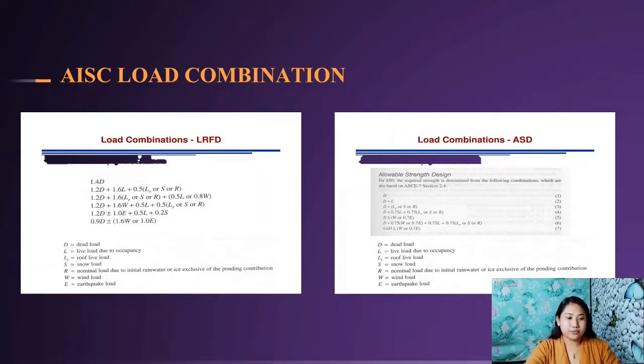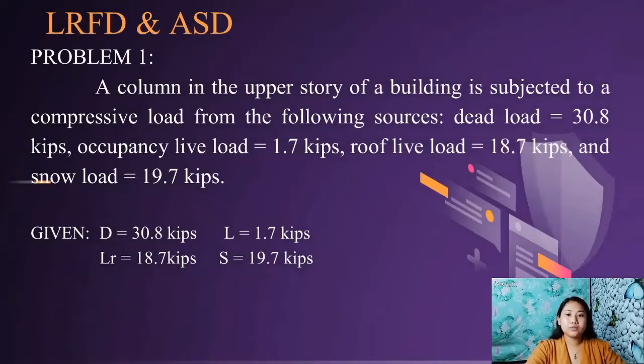Let's go to the given problem. Problem 1: a column in the upper story of a building is subjected to a compressive load from the following sources. Dead load is equal to 30.0 kilopascal, occupancy live load is 1.7 kilopascal, roof live load 18.7 kilopascal, and snow load 19.7 kilopascal.